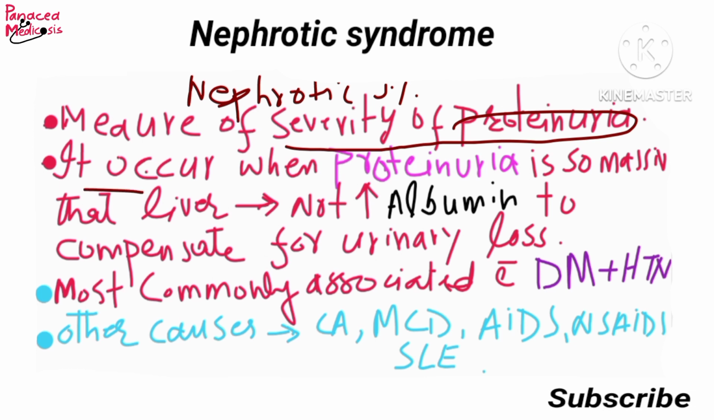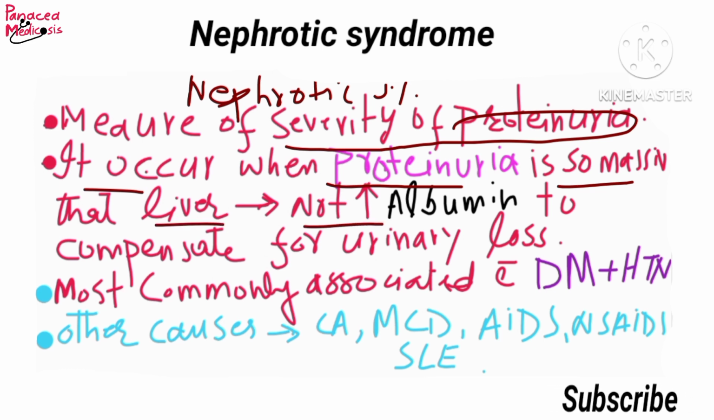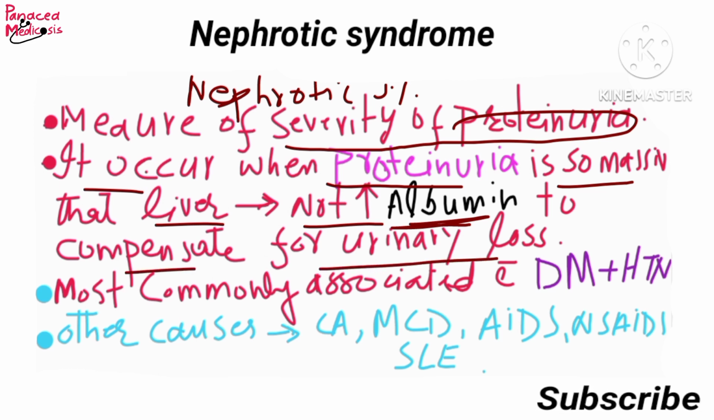It occurs when proteinuria is so massive that the liver cannot increase the level of albumin to compensate for the urinary loss of protein. The cause is not definitely known.